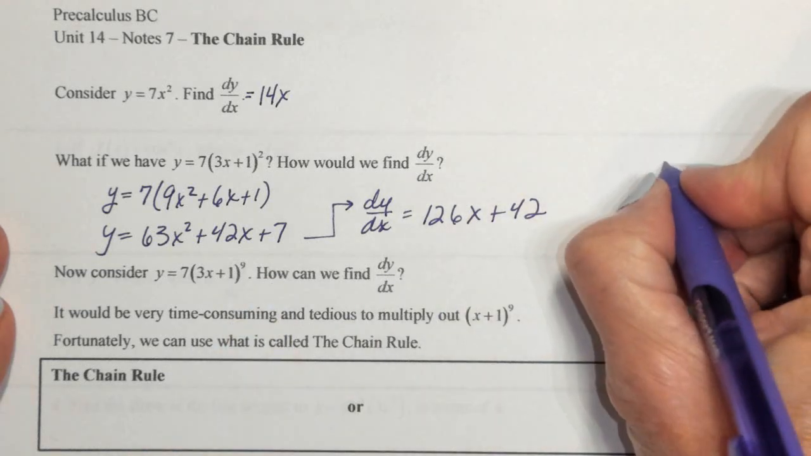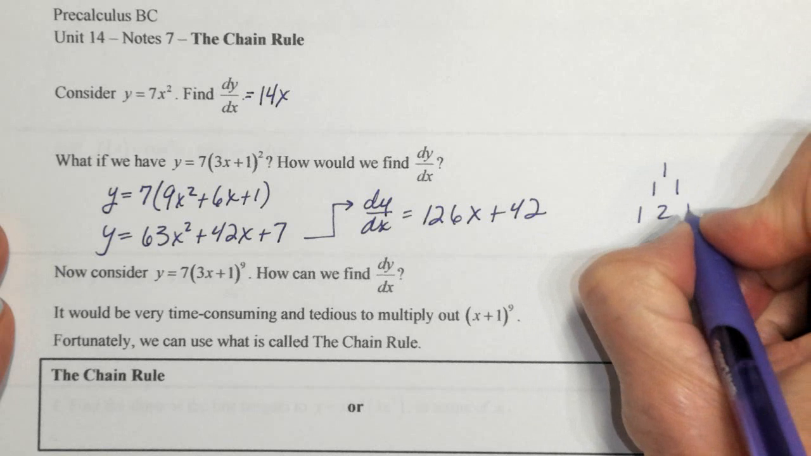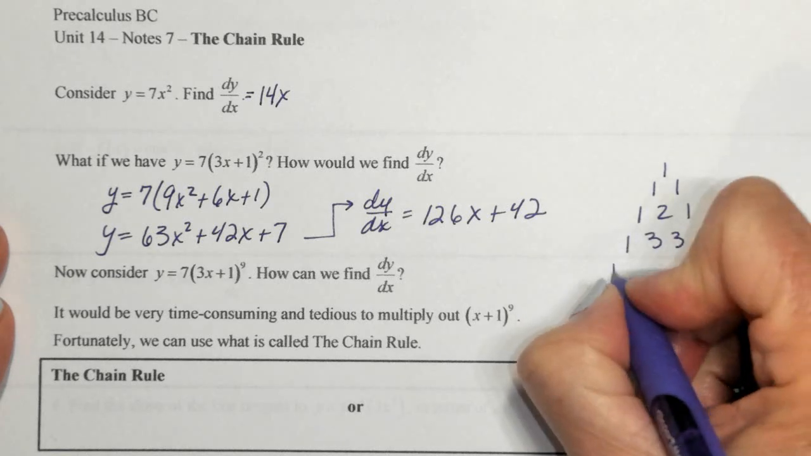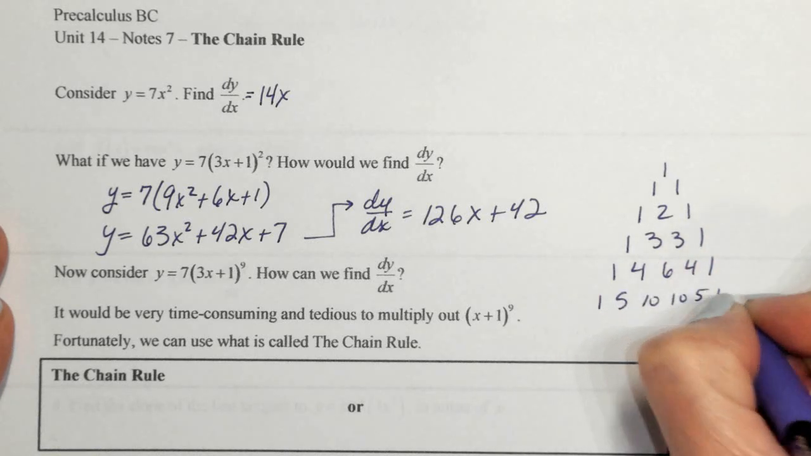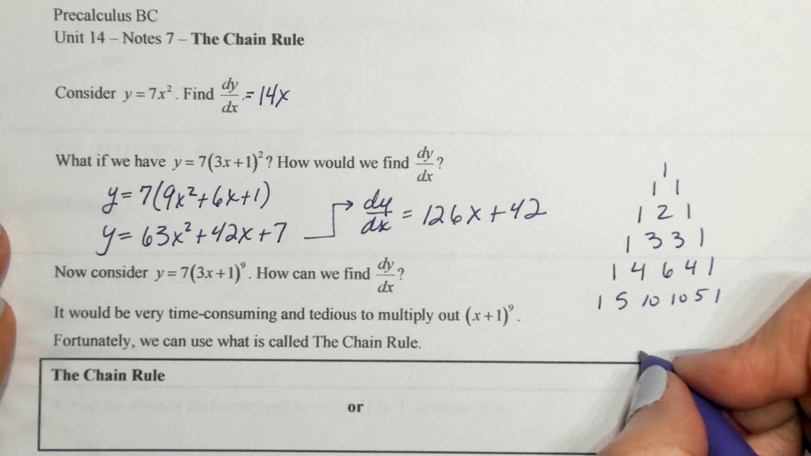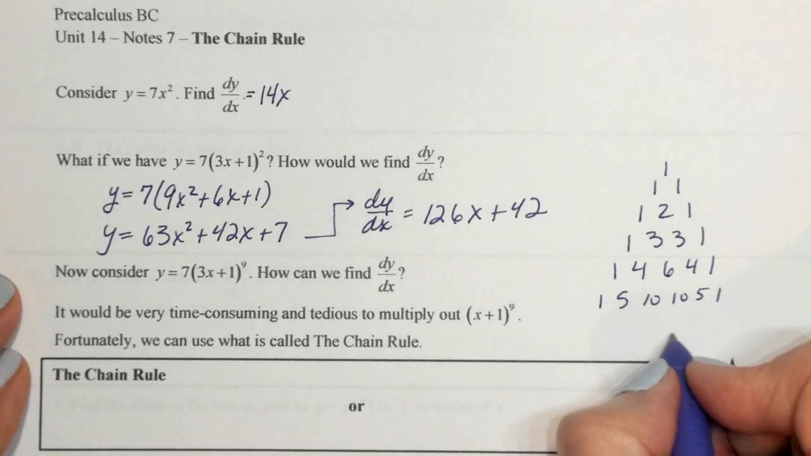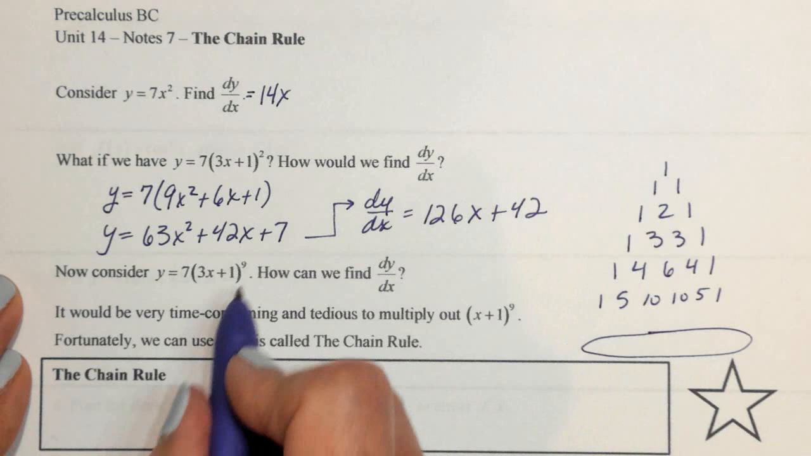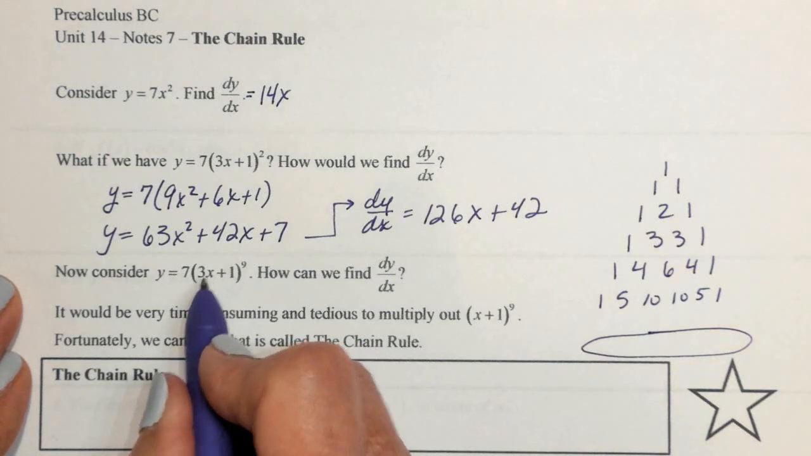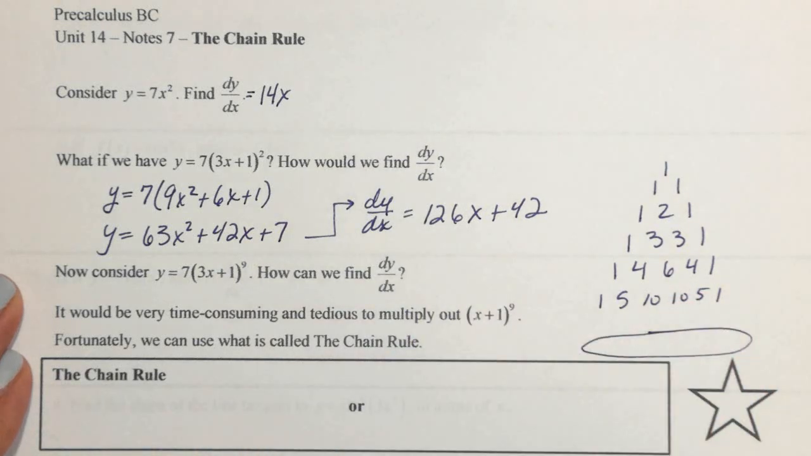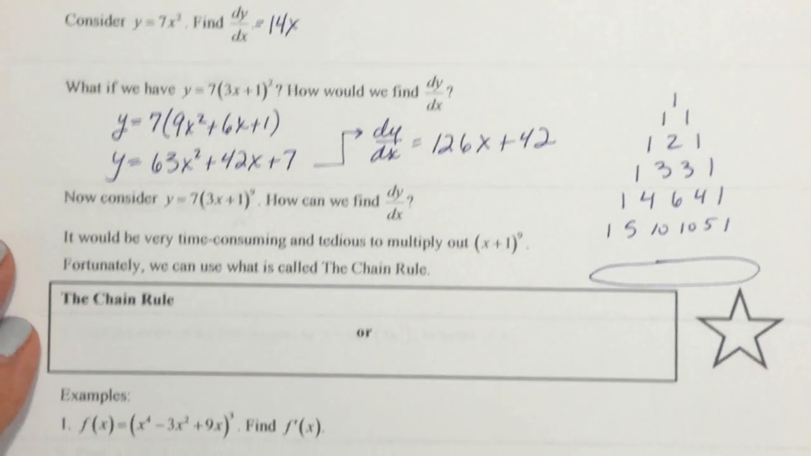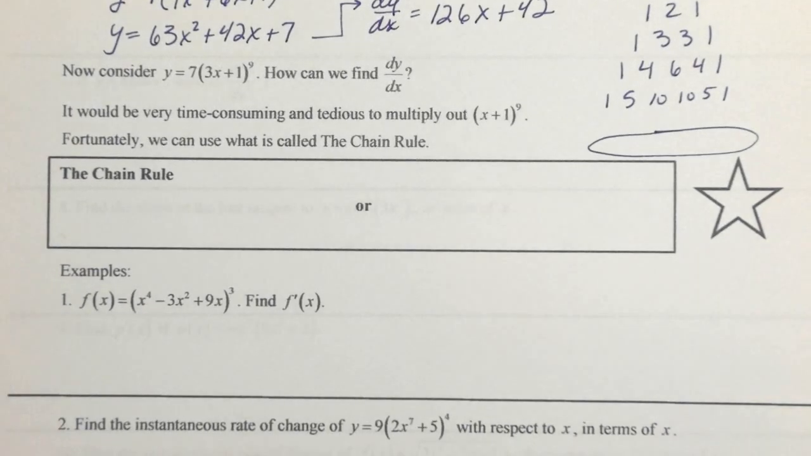Or we could, I guess, if we wanted to, go out and get Pascal's triangle and go all the way down to the 9th row, the row with the 9 in it, right? That would give us our coefficients, and then we would have all of these powers, 3x to the 9th, and 3x to the 8th, and so on. It would be quite a nightmare to do it like that, but possible, yeah? All right. Fortunately, we don't have to do that.